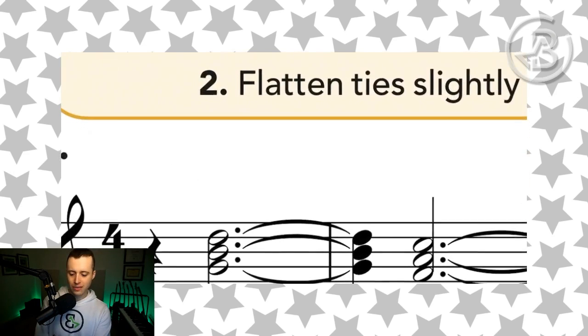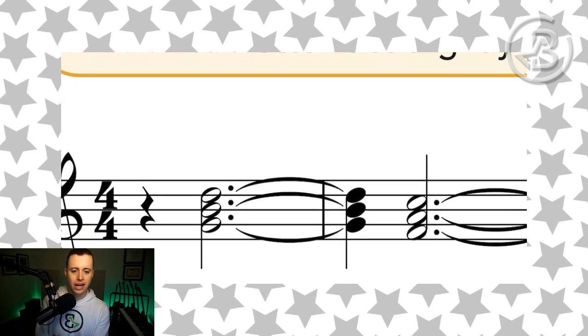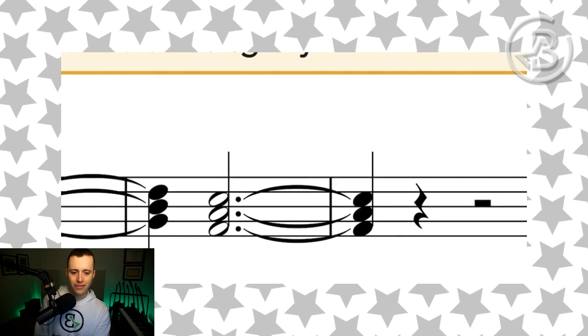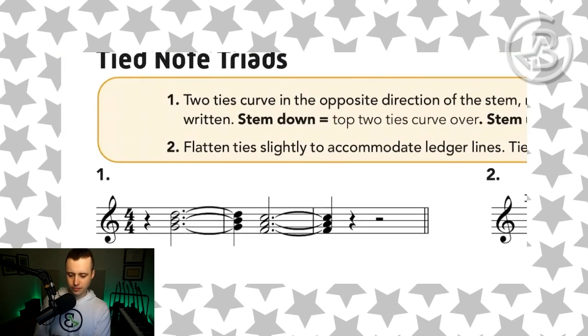So we can see here we have a stem down note, and sure enough, the top two ties are arching or curving over. Here we have a stem up note, and the bottom two ties are curving under, and it does not matter where the note heads are on the staff or ledger lines. All we're going to pay attention to for writing ties and knowing which direction to curve the ties in is the direction of the stem.